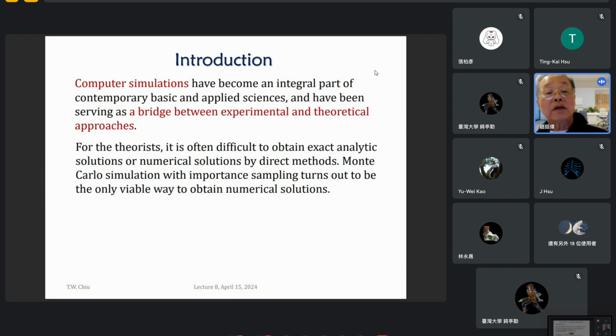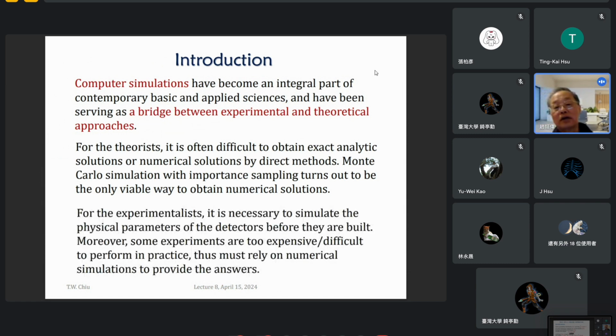It turns out the method, Monte Carlo simulations with importance sampling, is the only viable way to obtain the numerical solutions, especially in the case where you have to do the integration. Monte Carlo simulation with importance sampling is the only viable way with the limited computing resources you have.